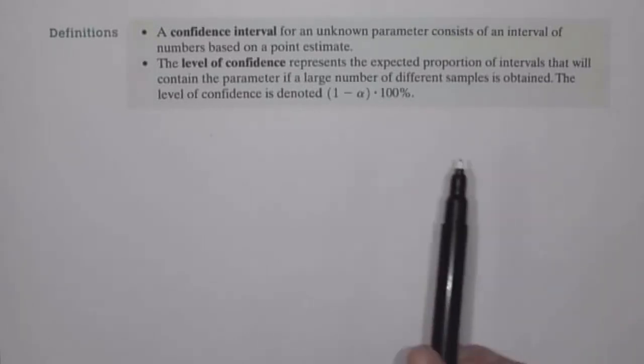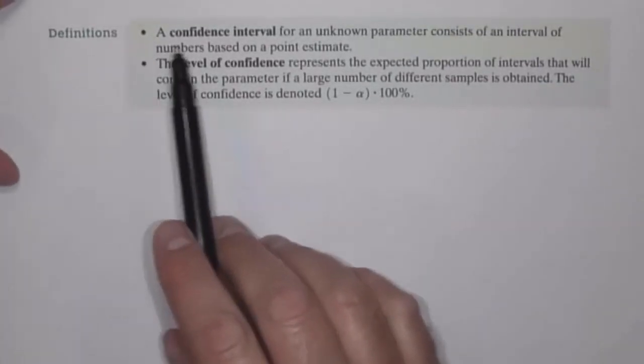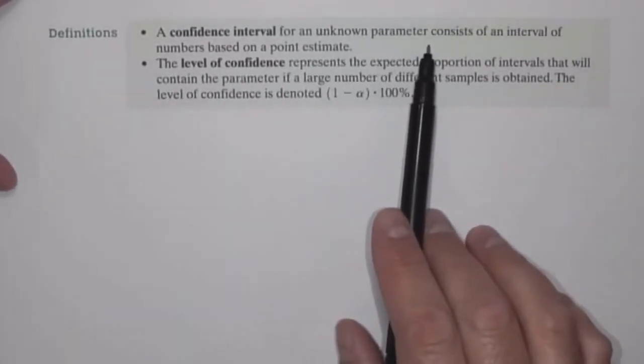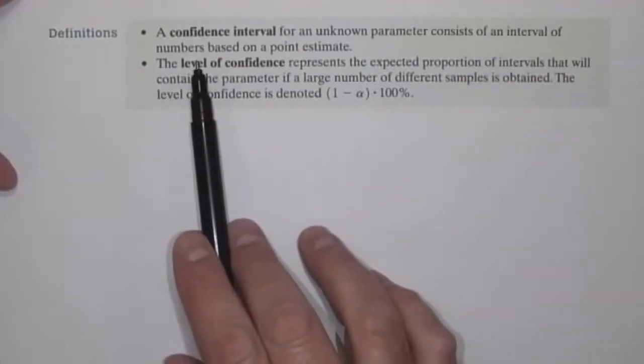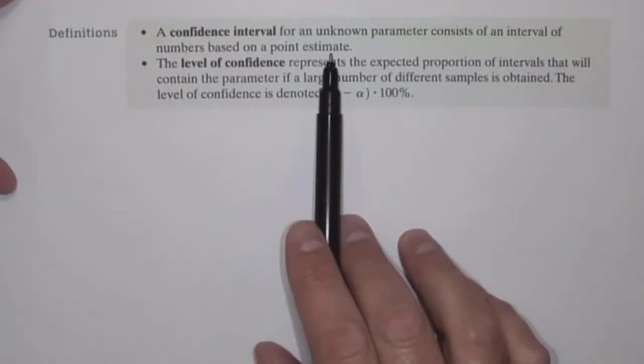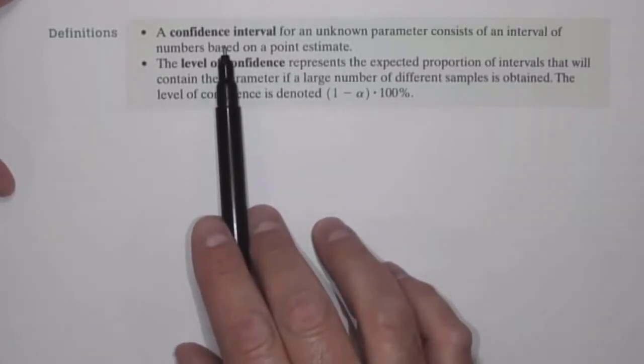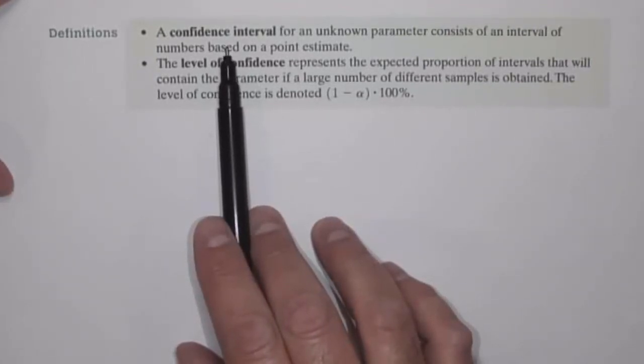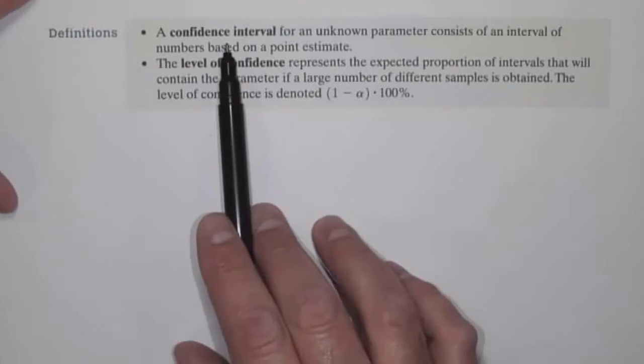Some more definitions. A confidence interval for an unknown parameter consists of an interval of numbers based on a point estimate. In other words, what we're going to do, as I noted with our beginning example of the politician's approval rating, is have a point estimate and a margin of error, and we're going to use that point estimate with the margin of error to get our confidence interval.